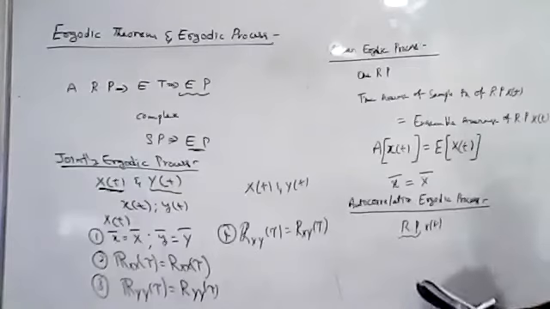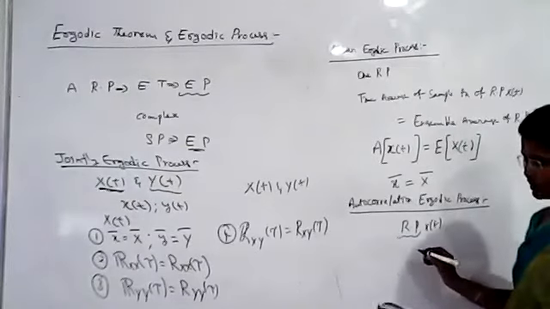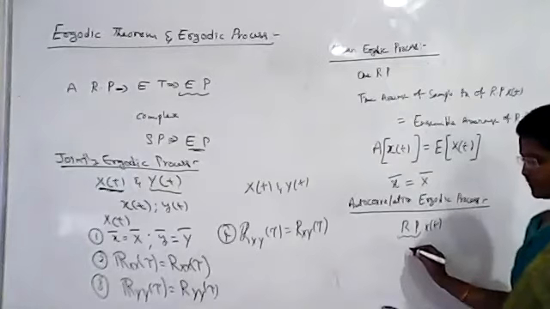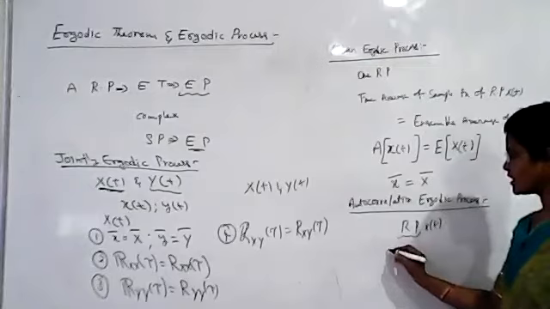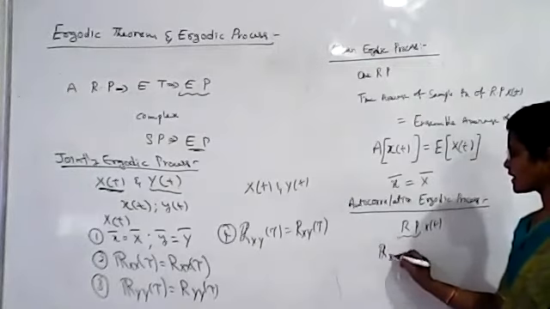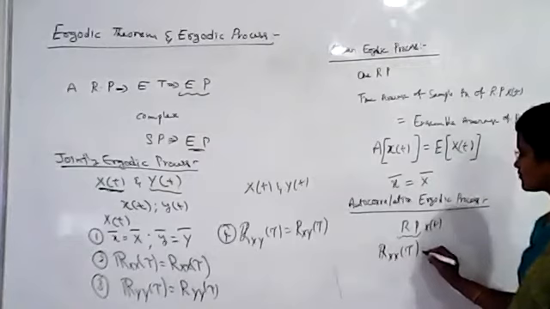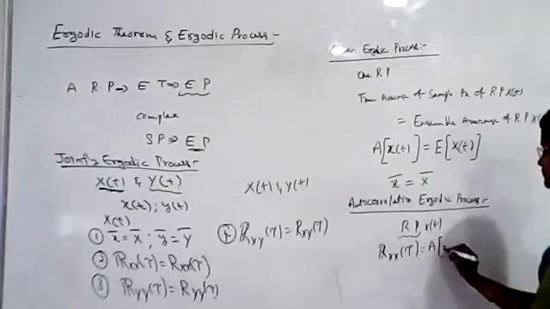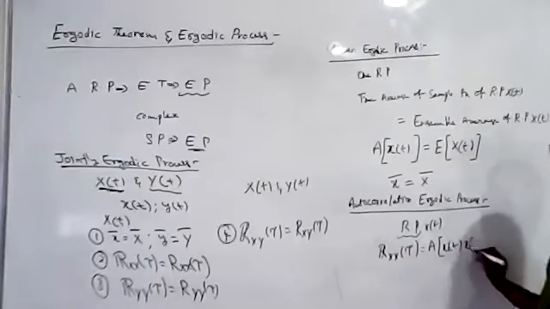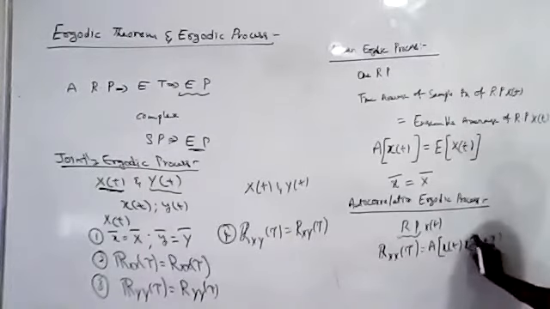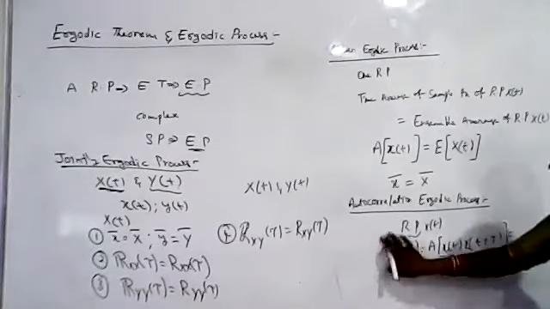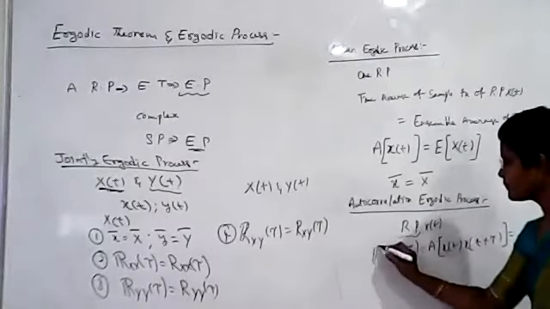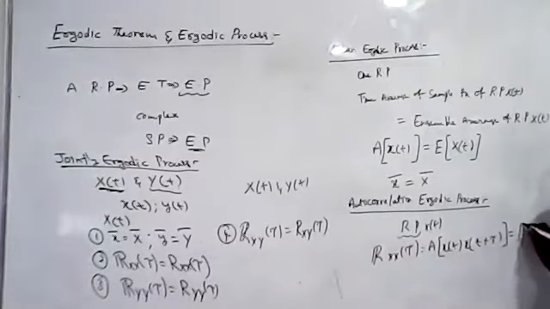So what is that here? Autocorrelation ergodic only if the time autocorrelation function of any sample function x of t, we have to take the sample function x of t, that is Rxx of tau. What is Rxx of tau? It is A of x of t, x of t plus tau. A of x of t, x of t plus tau is equal to what? Here we have to use two lines. It is equal to Rxx of tau.